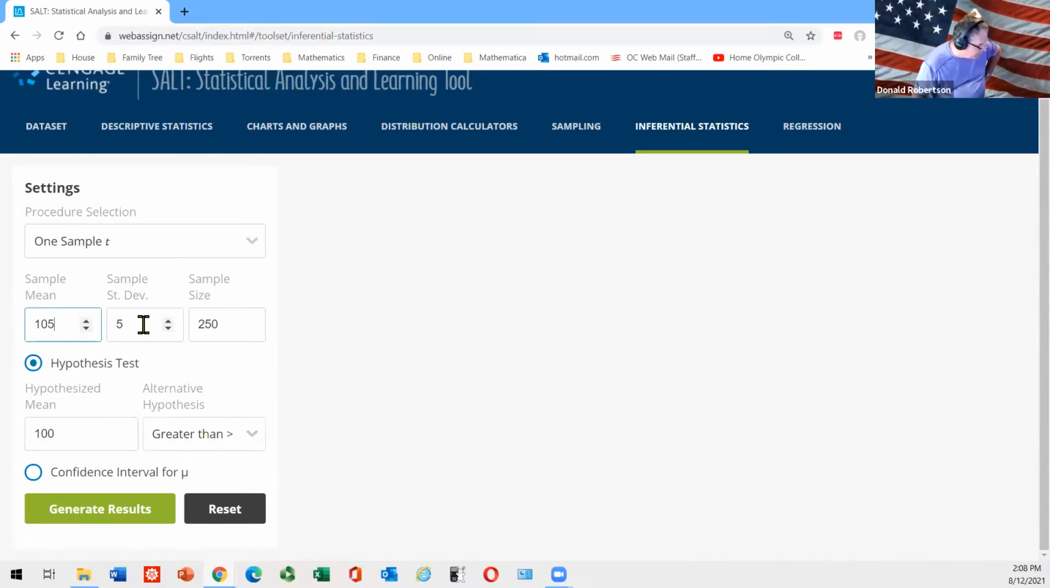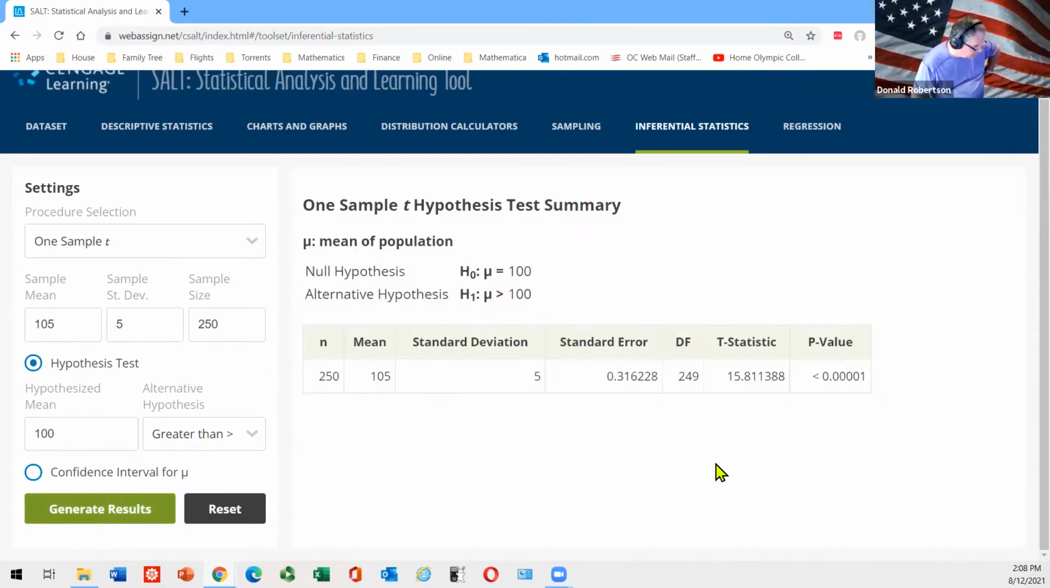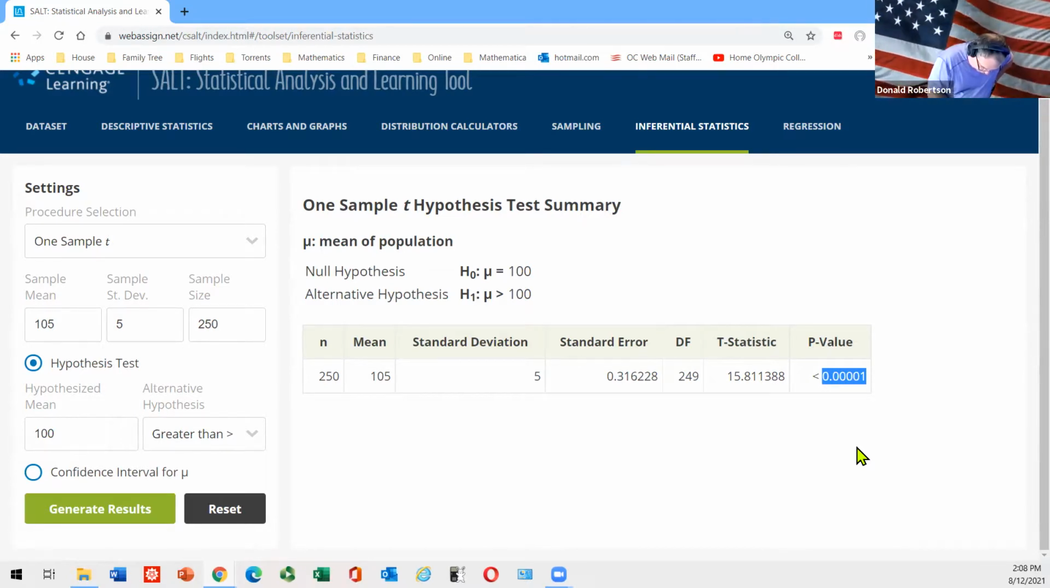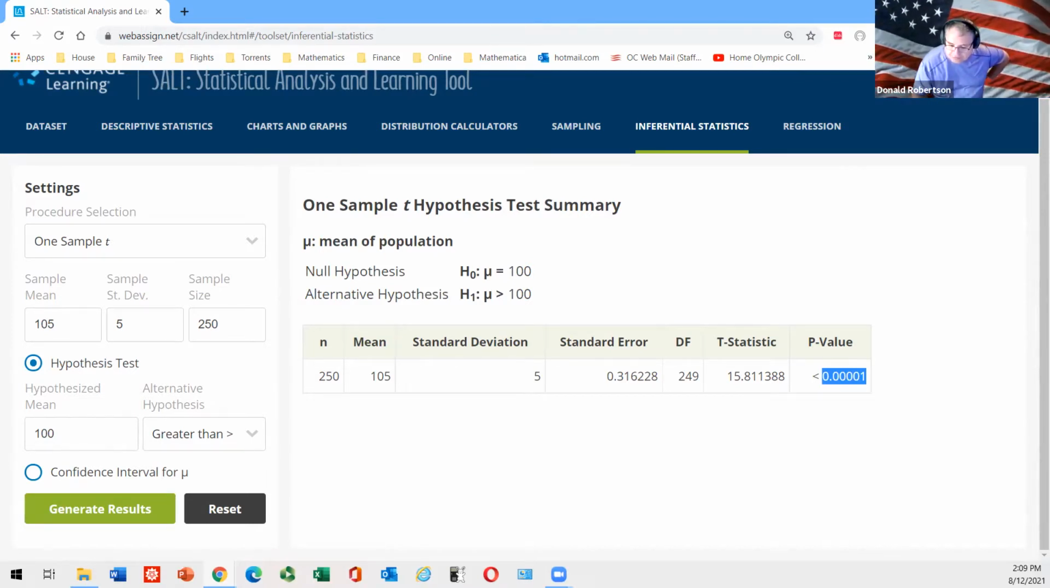That's the sample mean, that's the sample standard deviation, that's the sample size. This is what it used to be. Can we prove it's greater? So when I hit generate results, here is all the good stuff. The most interesting thing is that number there. What we would look at almost always is the value of the p-value. And it's 0.00001. It's darn close to being nothing, which is perfect.